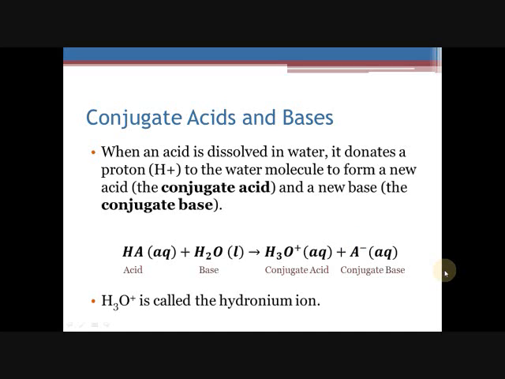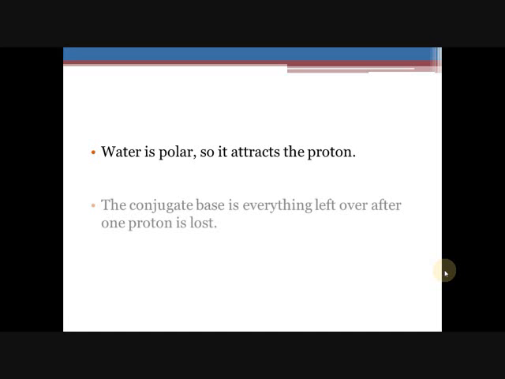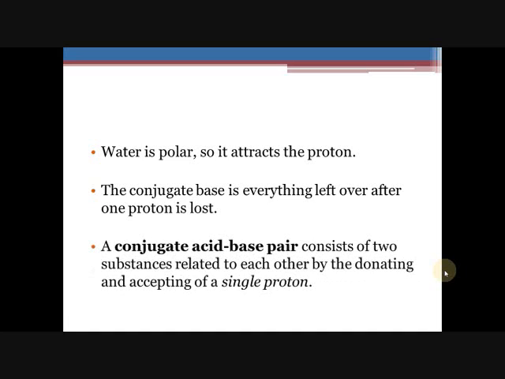So just one more time to reiterate, H3O+ is called hydronium. Water is polar, so it attracts the proton in this situation. The conjugate base is everything left over after the one proton is lost. So we get what's called a conjugate acid-base pair, which consists of two substances related to each other by the donating and accepting of a single proton.